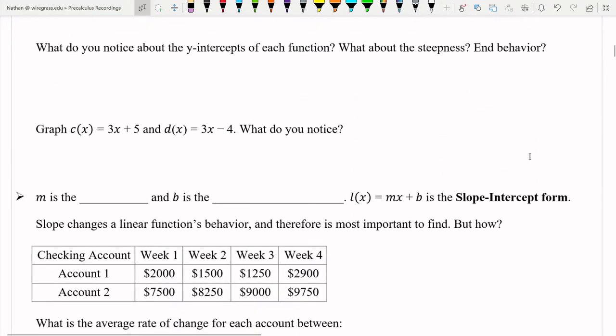All right, so you should have already seen these kinds of things before, but if you haven't, m is the slope, and b is the y-intercept.